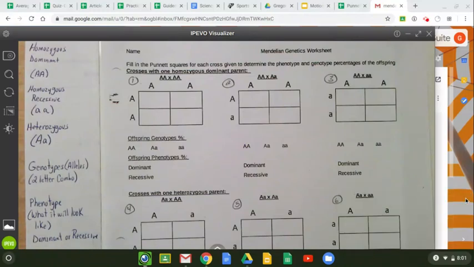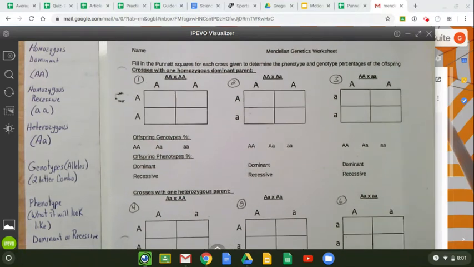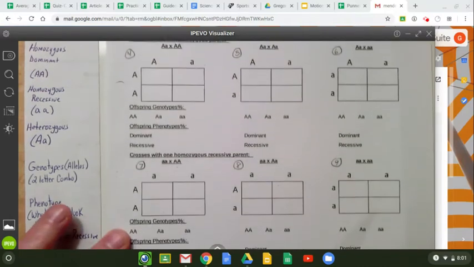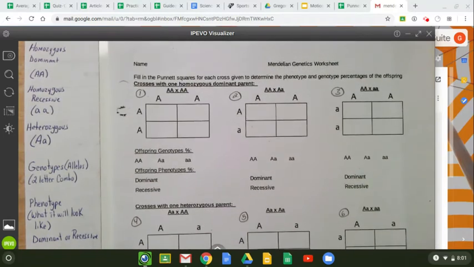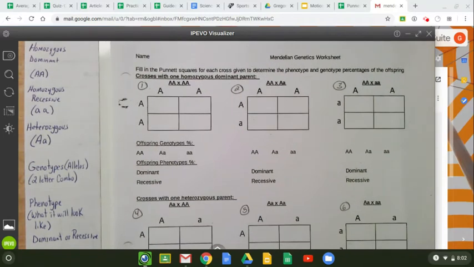Today I want to go over a few different Punnett square crosses. We're going to go over 6 today to determine the outcomes of the genotype percentages and the phenotype percentages. So here in this worksheet, we have 9 different crosses, but we're only going to do 6 of them today. Okay, so what I want you to do is just follow along, because at some point in the near future, you are going to be asked to create your own Punnett squares.